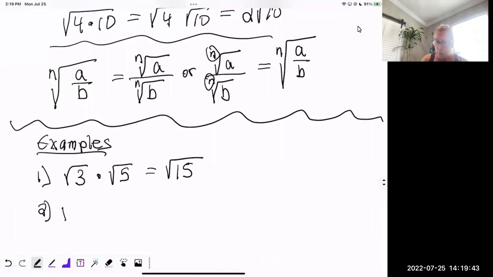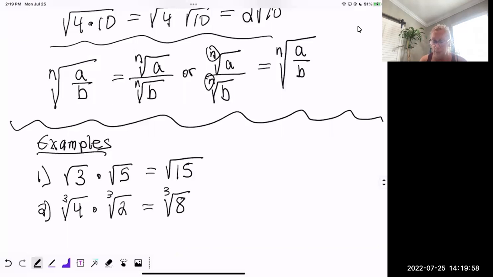Two, the third root of 4 times the third root of 2. Okay, they're both the same root. As long as they're the same root, I can put them together, which is the third root of 8.